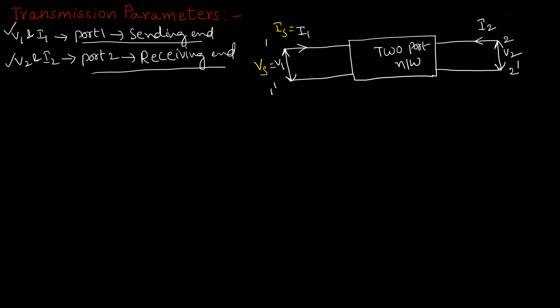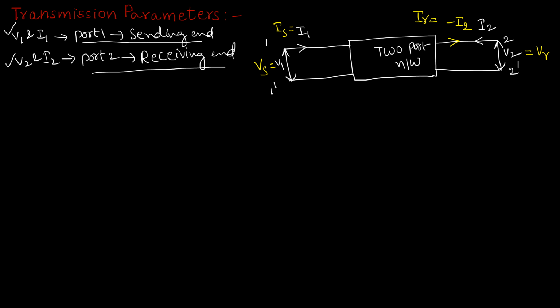But on the second port side, the current is in this way. Usually in transmission lines, the current will flow from sending end to receiving end. So that's why we need to consider the current direction in this way. So obviously this current can be considered as minus I2. This current is known as receiving end current, and this voltage is known as receiving end voltage VR.